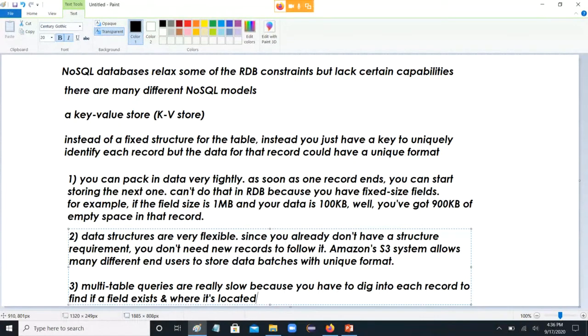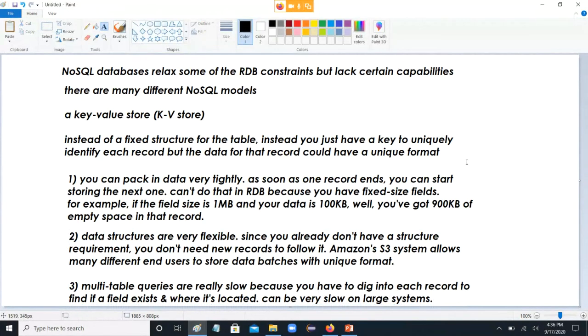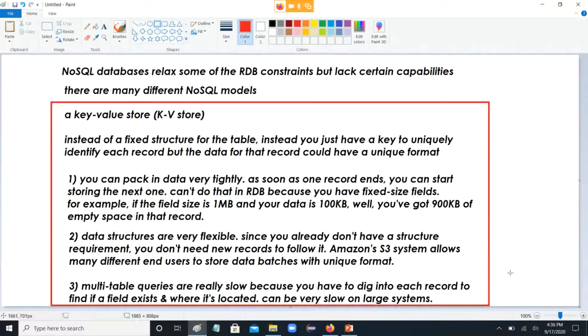So for each record, you have to comb through some kind of header list of all the fields that are in there and see if it's there. And if you have a lot of stuff to look through, that can take a long time. Okay? Can be very slow on large systems. So that's basically the kind of trade-off that's fairly typical. But again, there are many different NoSQL models, but the one we got a little bit in detail in class was the concept of the key value store.